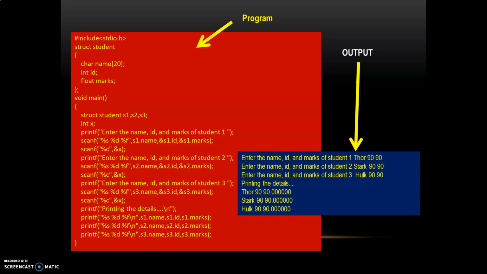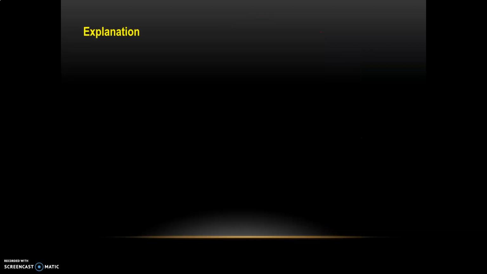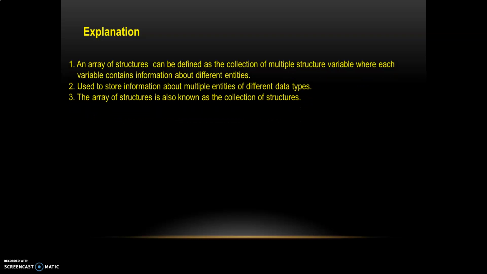So C provides the idea of array of structure, by using which we can avoid declaring the different structure variables like s1, s2, s3. We don't have to declare that many structure variables. Instead, we can make a collection containing all the structures that store the information of different entities. Clear to it? So we are going into the explanation part.